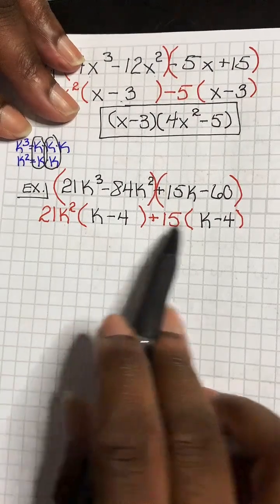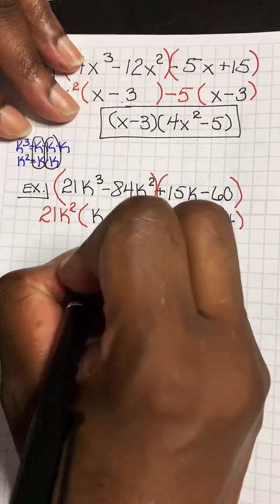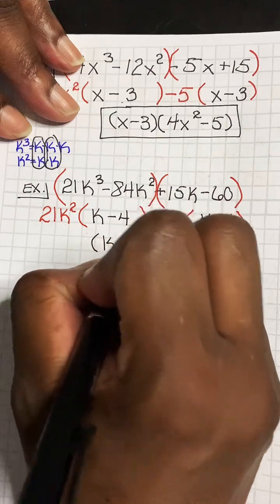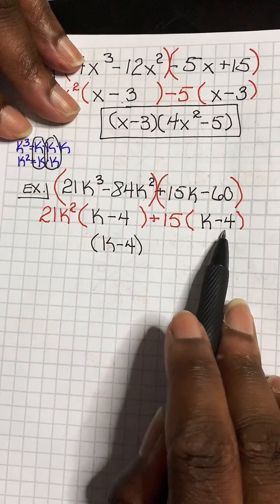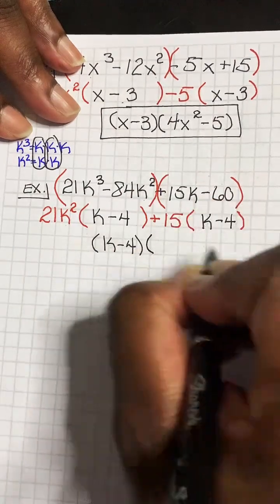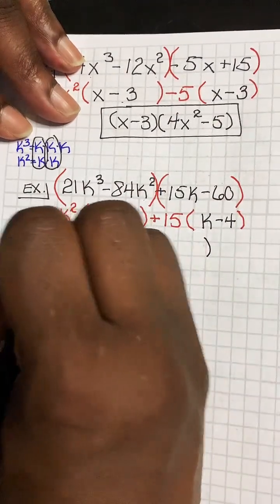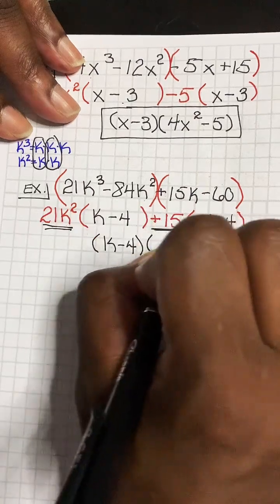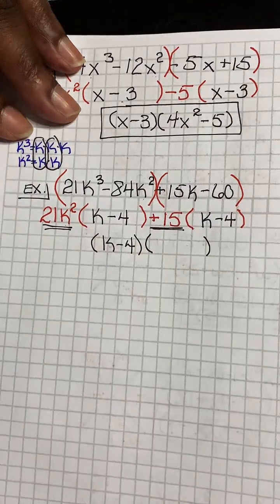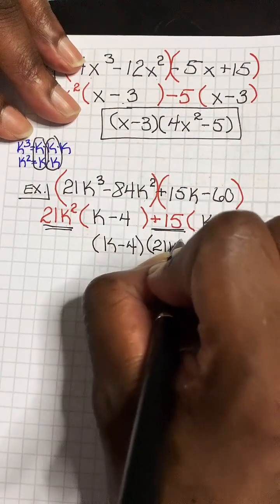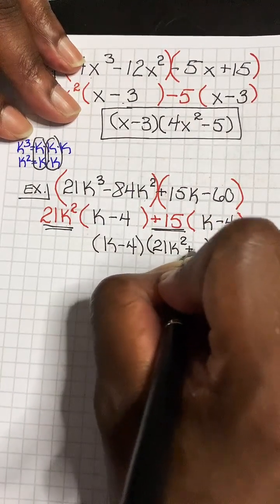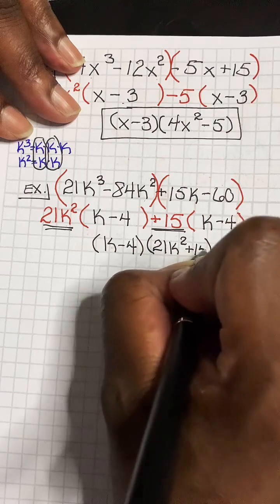Okay, so since I can think of this k minus 4 as my GCF of that line, then what remains is what was outside the parentheses, which gives us our 21k squared plus 15.